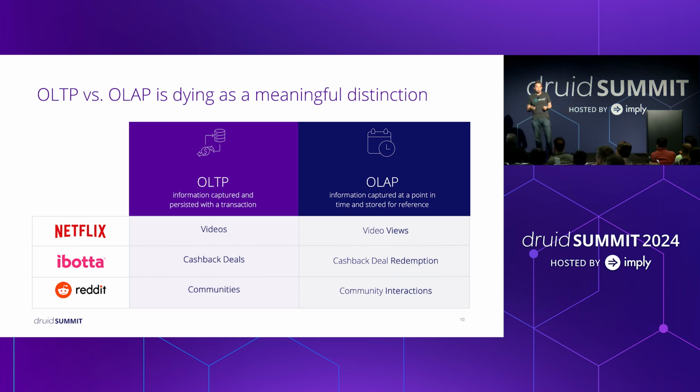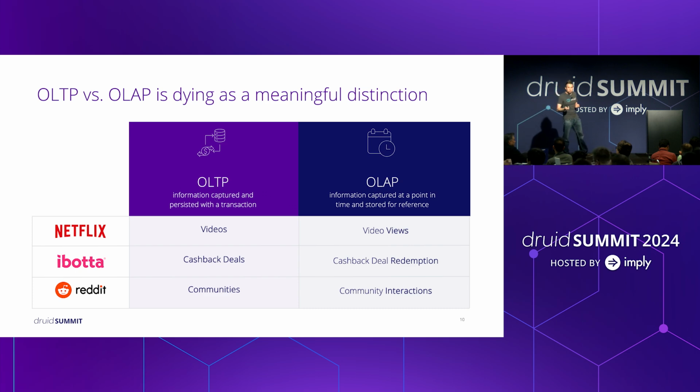Going to Ibotta, it's the cashback deal that you would put in the OLTP system. The manufacturer, the maker, the seller would put in: I have this product, I want to offer this percent cash back to anyone who buys it, run it between this time range. But what goes in the OLAP system is the redemption of all of those cashback deals. It's this person went to this store, they bought this product, and now they want money back.